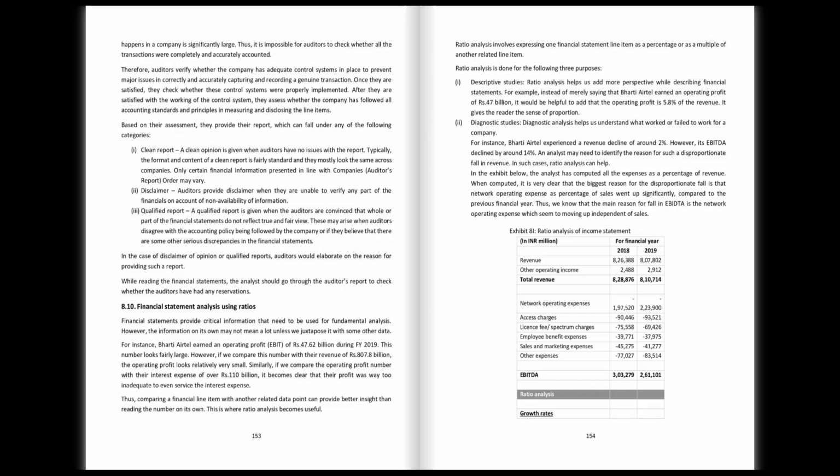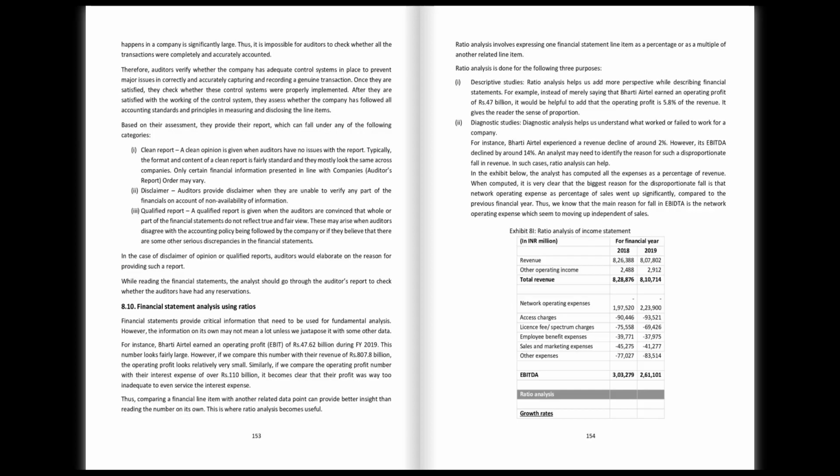2. Disclaimer. Auditors provide a disclaimer when they are unable to verify any part of the financials on account of non-availability of information. 3. Qualified report. A qualified report is given when the auditors are convinced that whole or part of the financial statements do not reflect a true and fair view. These may arise when auditors disagree with the accounting policy being followed by the company or if they believe that there are some other serious discrepancies in the financial statements.